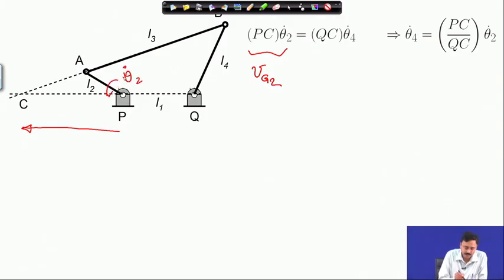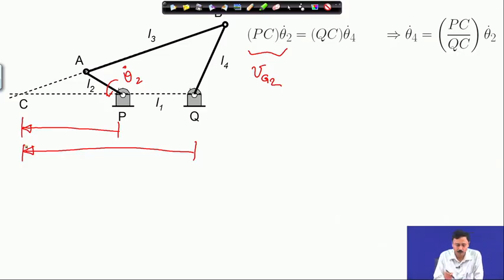So, this theta 2 dot must be equal to Q c times theta 4 dot. This is the condition. So, this is V G 4. Now, this is the condition that must be satisfied at I 2 4. So, therefore, theta 4 dot must be equal to P c divided by Q c times theta 2 dot. This is straightforward. Now, we need to determine this P c and Q c. So, how do we do that?